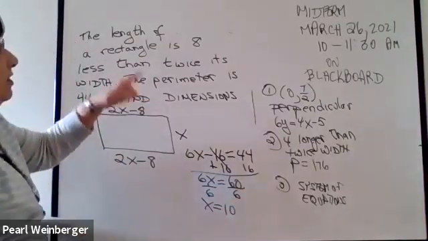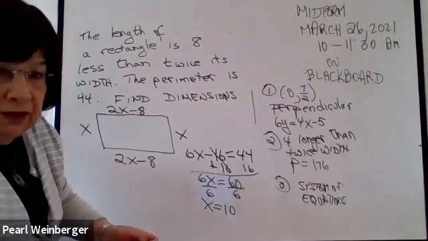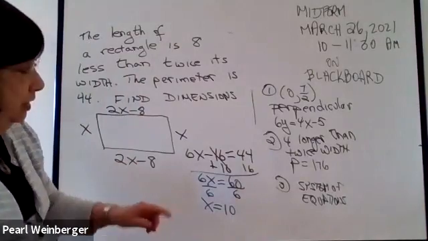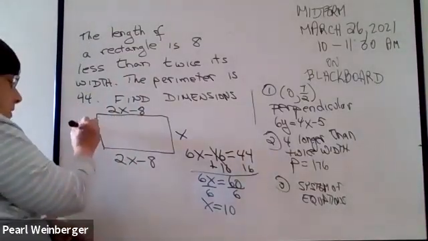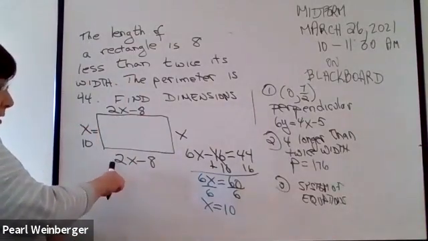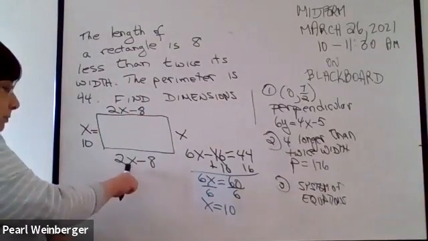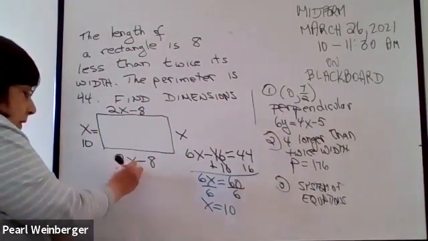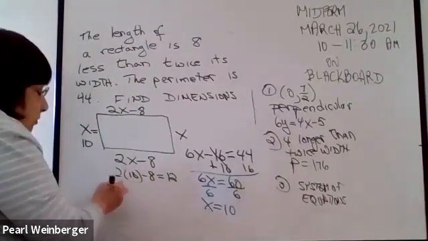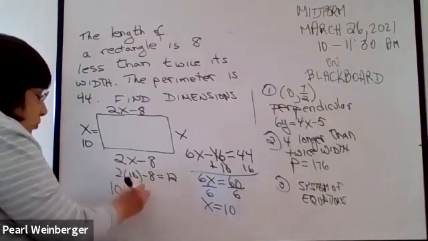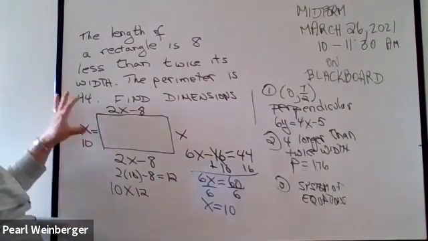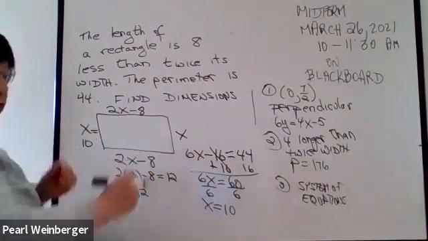Now the question is find the dimensions. When it says find the dimensions, it doesn't mean just the length or just the width. It means both. So we have to figure out the width we know is 10. To figure out what the length is, we do 2 times 10 minus 8. So that's 20 minus 8, which is 12. So the dimensions are 10 by 12. This rectangle has a width of 10 and a length of 12.